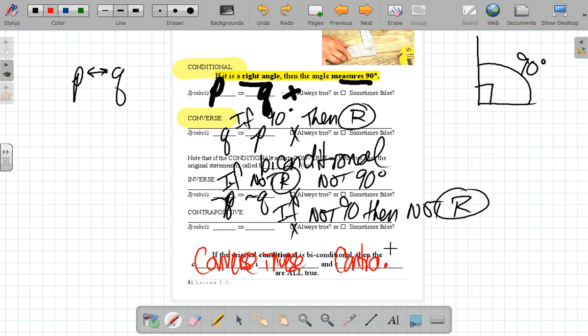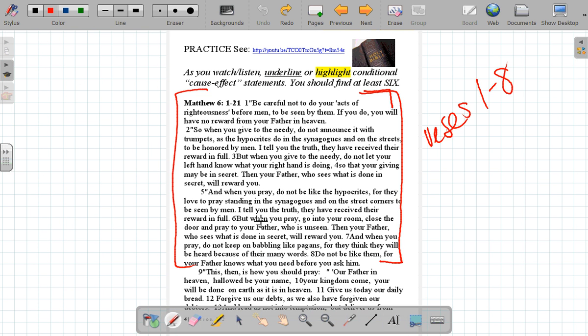Okay. All right. Ready, on the right-hand side, if you have a highlighter, get it out. If not, just get your red pen out.